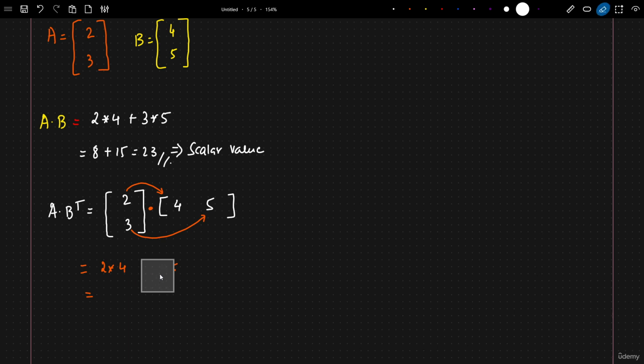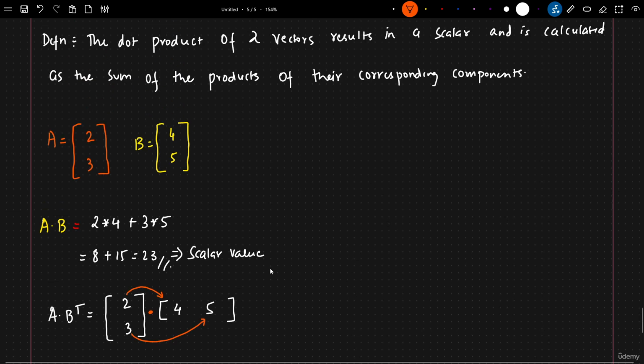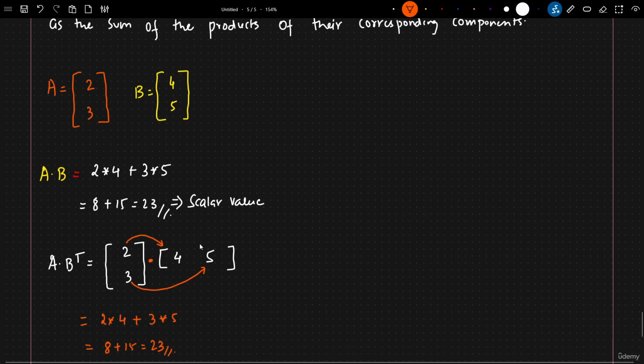The reason why I'm showing you this is that even in machine learning, even in deep learning techniques, we use this kind of transpose technique, right? So this will be 8 plus 15, which is nothing but 23. Now this is fine, but our main idea is basically to understand with respect to the coordinate system and why this is really important in data science. So we'll consider some of the use cases also.